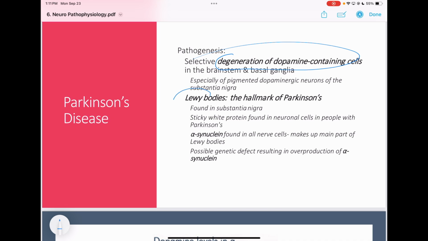Another thing is this thing called Lewy bodies that you may see with Parkinson's patients as well. They're found in the substantia nigra, so they're already in that area. A sticky white protein is found in patients with Parkinson's disease. There's a protein called alpha-synuclein, and that makes up the main part of these Lewy bodies. They think there's a genetic defect that causes overproduction of alpha-synuclein. Too much of it builds up, and they form these Lewy bodies. So if you ever hear of Lewy body dementia, that's what this is. These are Lewy bodies.